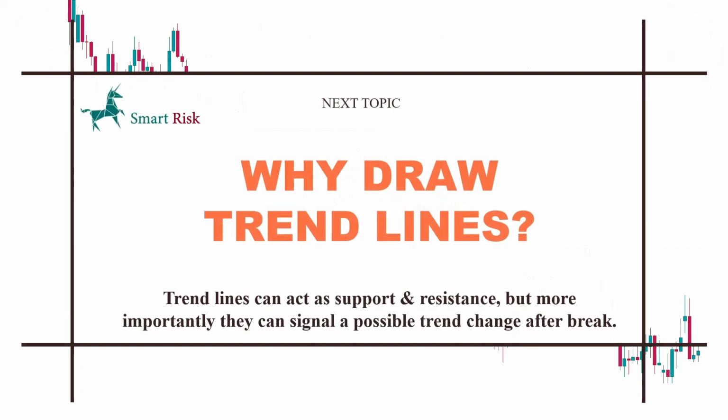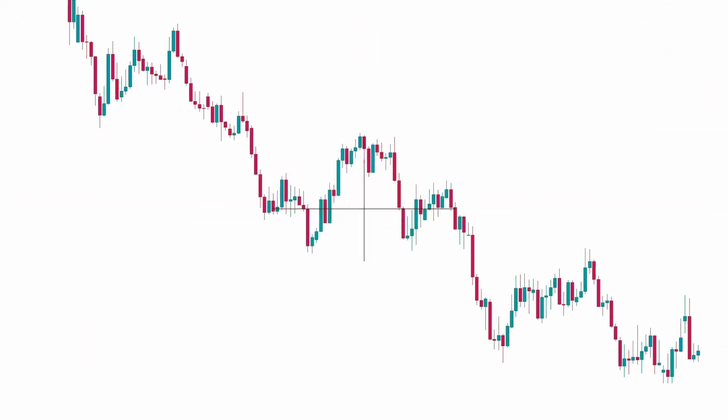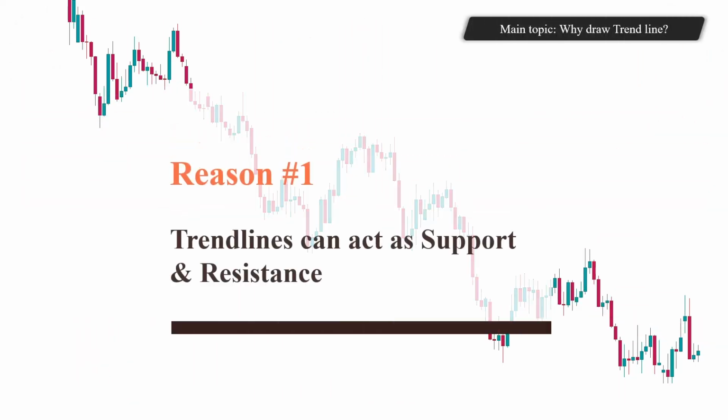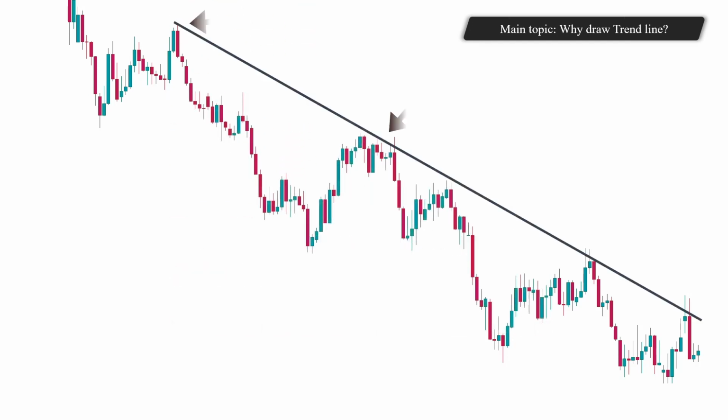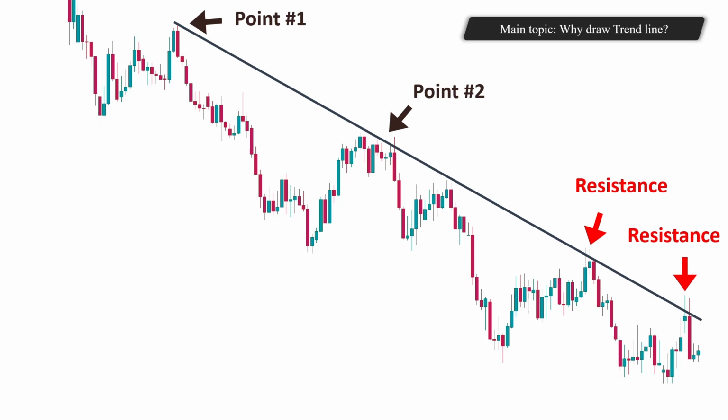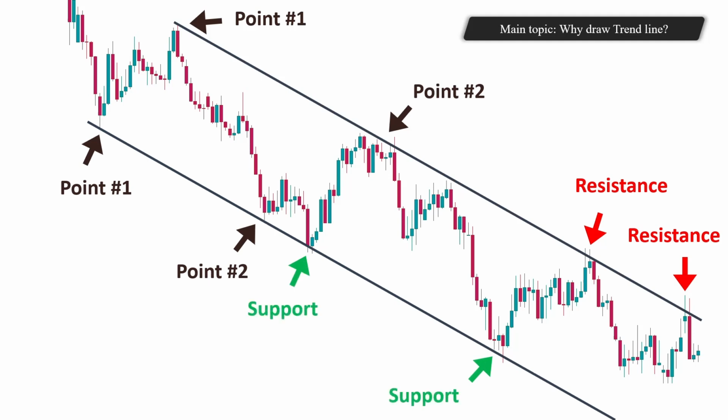So why do we even draw trend lines? The first reason is trend lines can act as a support or resistance. Here at the top, the trend line acted as resistance when the price reached it. And along the bottom, see how the trend line acted as support.